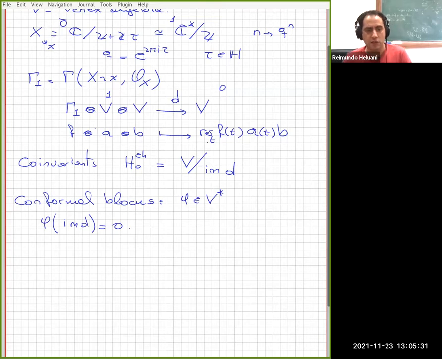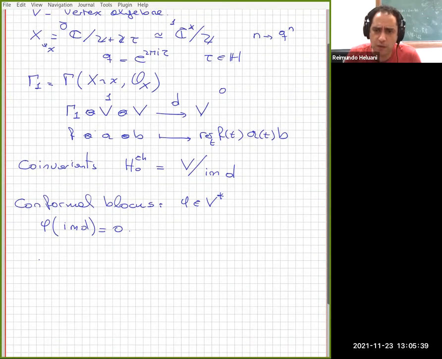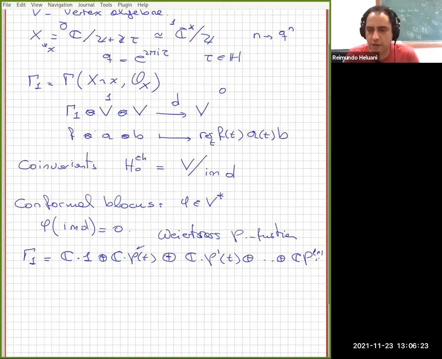But let's look at what this differential is concretely. The space gamma 1 consists of constant functions, or you have one function that has a pole of order 2. I'm going to call this the Weierstrass P function. And then the derivatives of that function: you have one function with a pole of order 3, and so forth. For each n, this is the nth derivative of this function. So that's an explicit description of that space of functions.